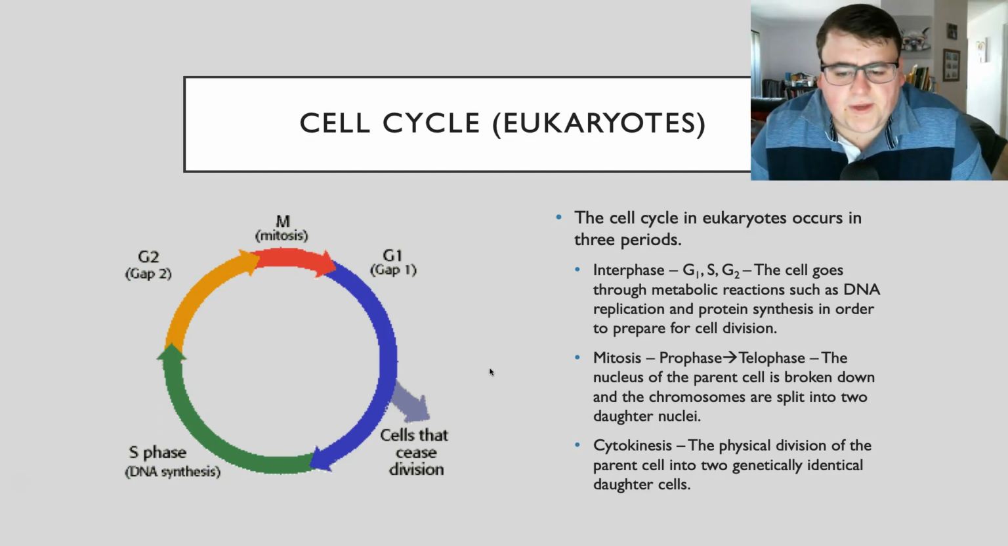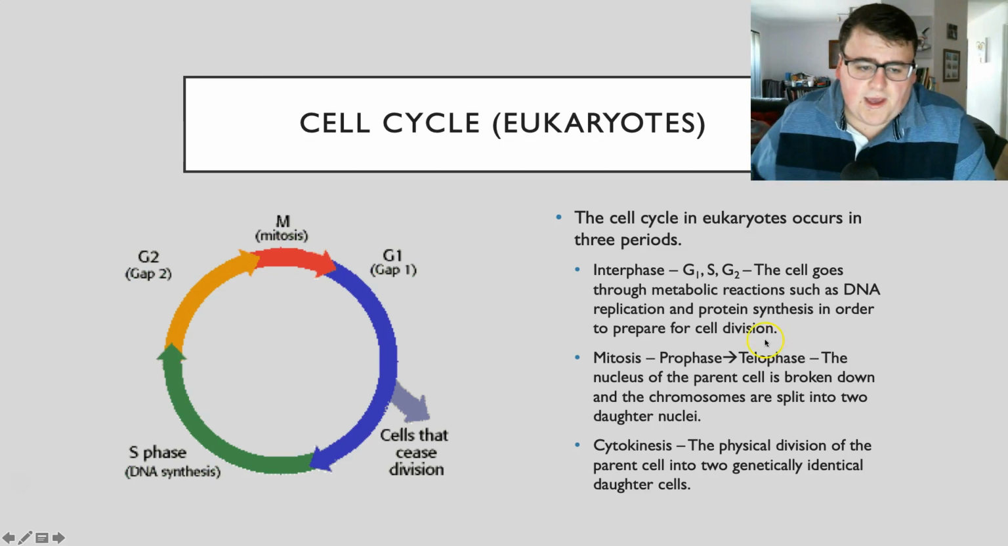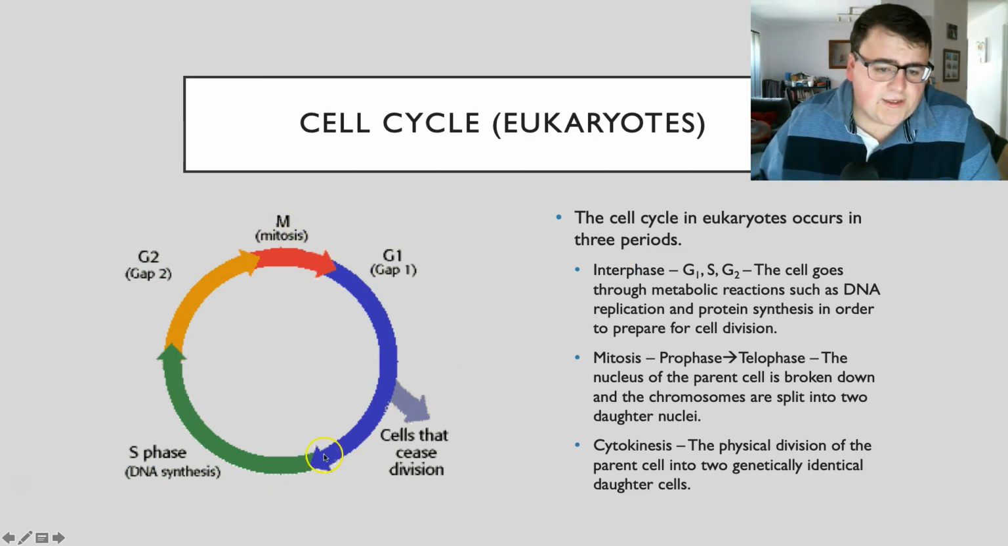So we've already looked at mitosis and cytokinesis in our cell division PowerPoint. So this PowerPoint is focusing purely on interphase. We're going to look in depth at the three stages of interphase: G1, S, and G2. Over here we can see the entire cell cycle. Mitosis is here, and cytokinesis actually happens in this part as well. The rest of it, the blue, green, and yellow, that's all interphase.